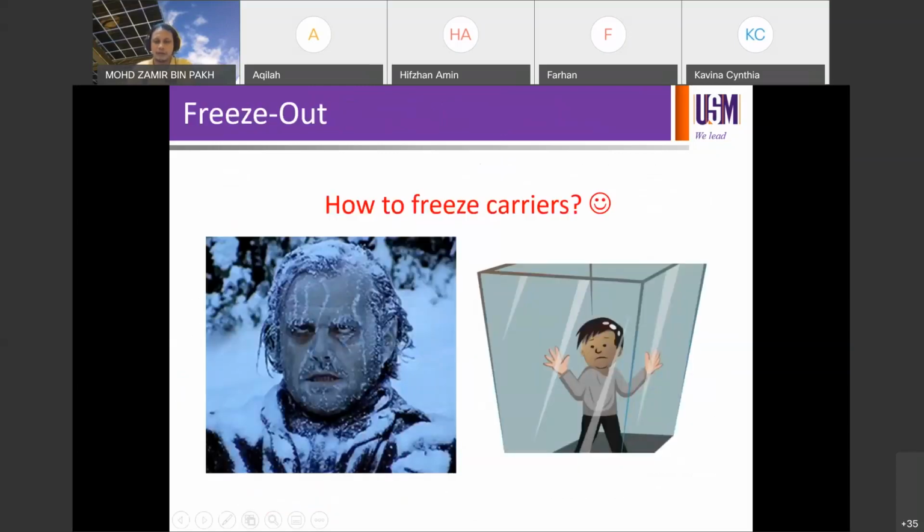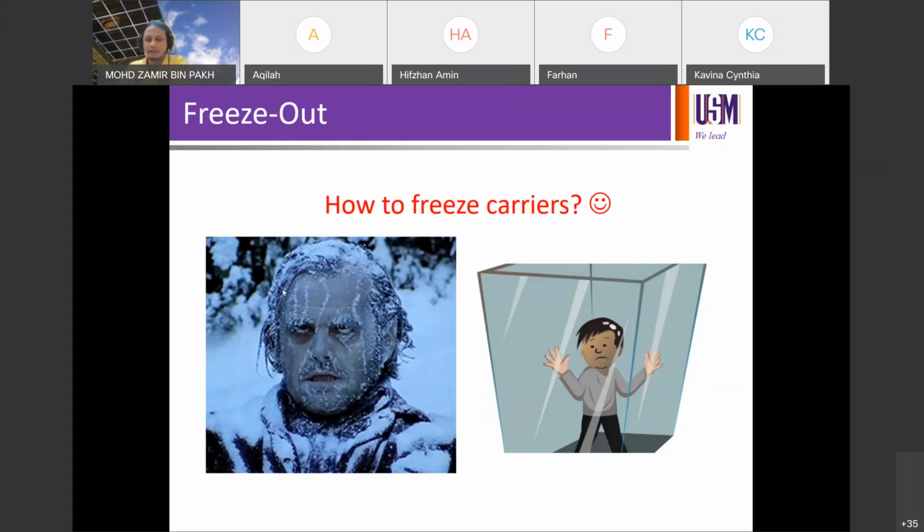So then how do we freeze carriers? Can we freeze carriers? Have you ever tried to freeze carriers? Have you done any low temperature experiment? Below room temperature, have you tried any? Anyone? Or your FYP is on low temperature region? None. No one. All room temperature or high temperature.